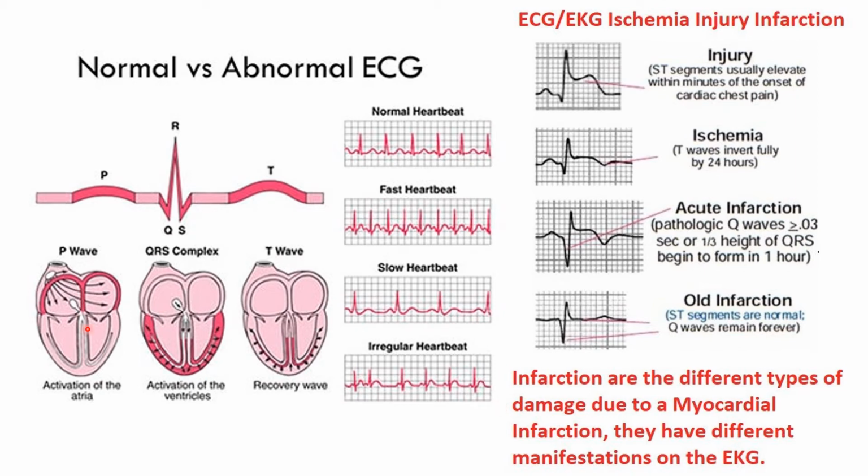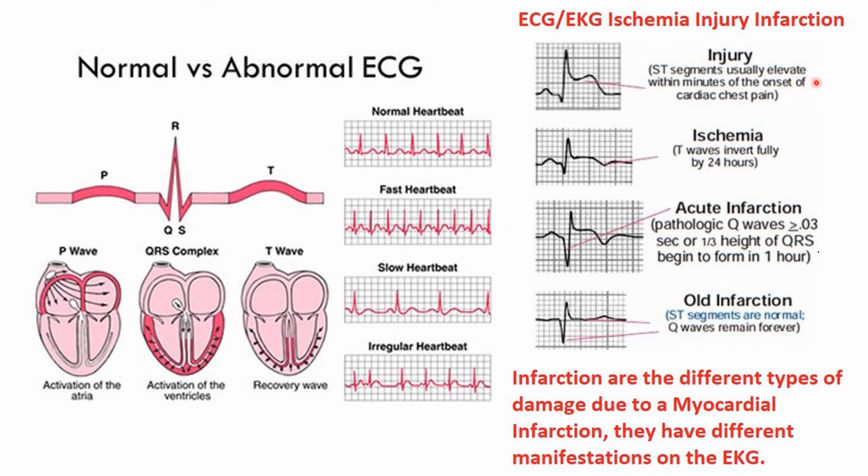Okay, so for the P wave, again, it's for the activation of your atria. The QRS complex is the activation of your ventricles. And then the T wave is for the recovery of your ventricles or the repolarization. So we have here what you call your ECG or EKG: ischemia, injury, infarction. So when you say infarction, ito yung heart attack, no? So infarction are the different types of the damage due to the myocardial infarction. They have different manifestations on the EKG.